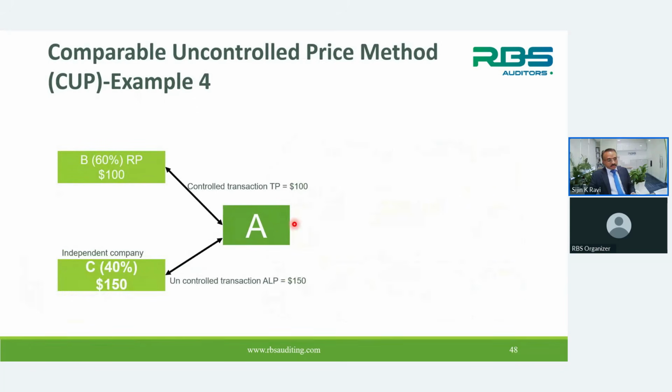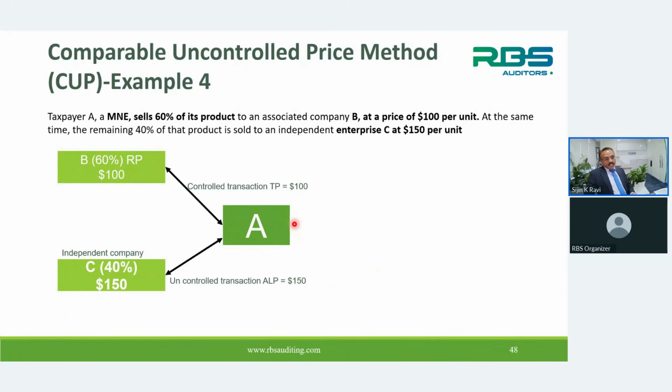For example, a taxpayer MNE sells 60% of its product to an associated company B at a price of $100 per unit. At the same time, the remaining 40% of the product is sold to an independent enterprise C at $150 per unit. So to the related party it is $100, and to the unrelated party it is $150. If you see the percentage, 60% is to the related party and 40% to the unrelated party.